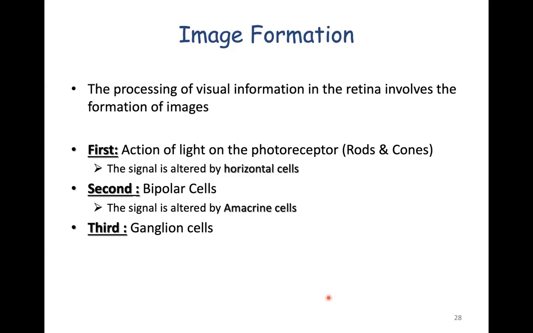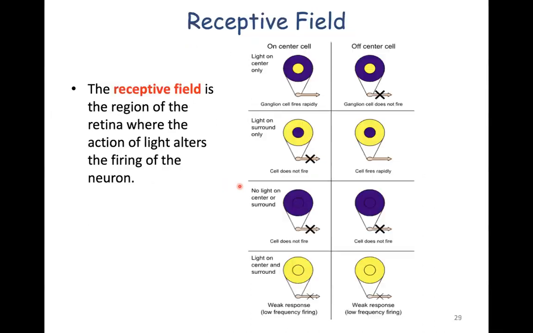Remember we mentioned horizontal cells do lateral inhibition? That's what these cells are important for. We're going to come to that in a second. Then it falls to the bipolar cells. The signal goes to bipolar cells. Here, the signal is altered by amacrine cells. And then finally, the ganglion cells are the third cells in this process.